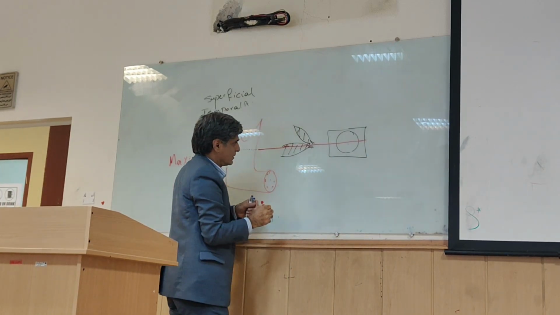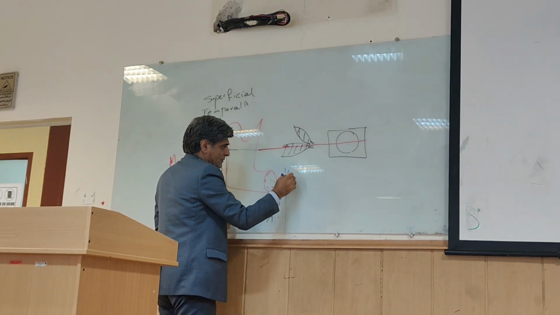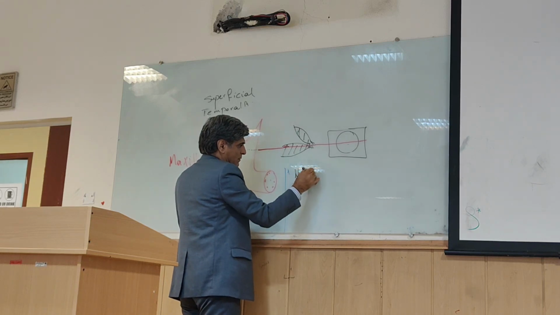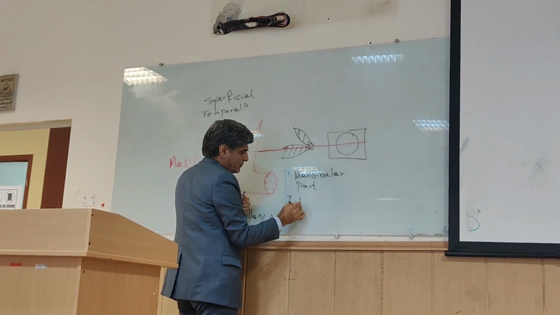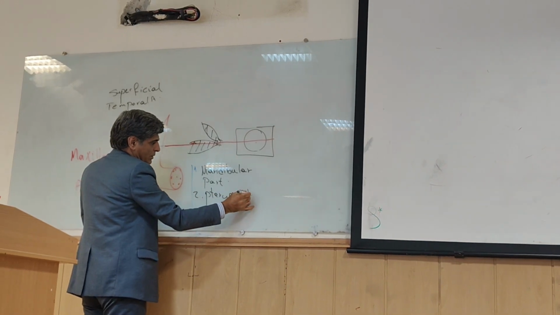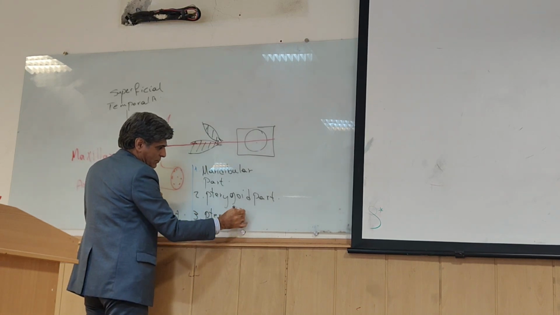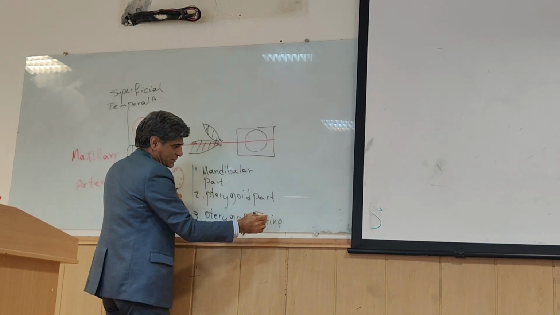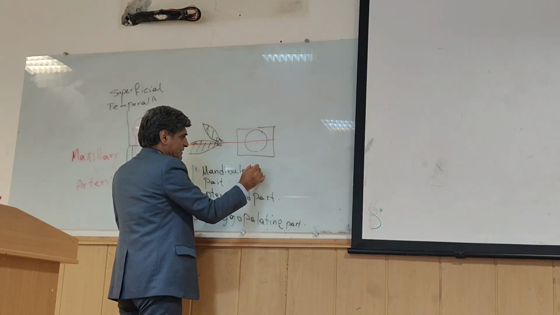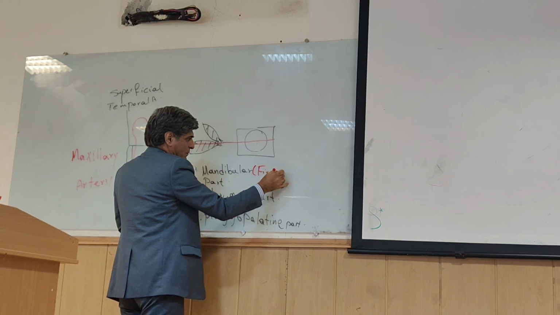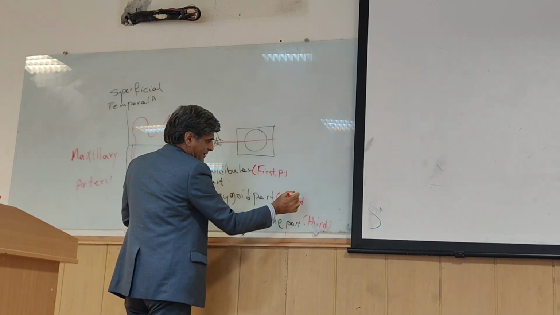And this part is the pterygopalatine. The maxillary artery contains three parts: one, the mandibular part; two, the pterygoid part; and three, the pterygopalatine part. Each contains branches.